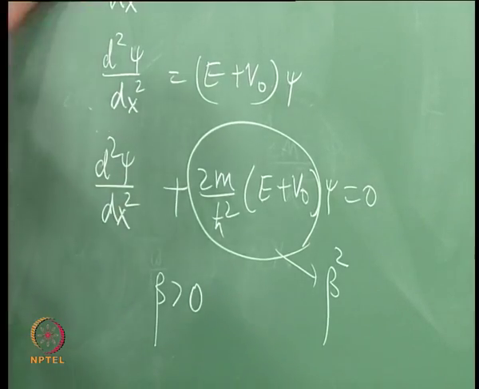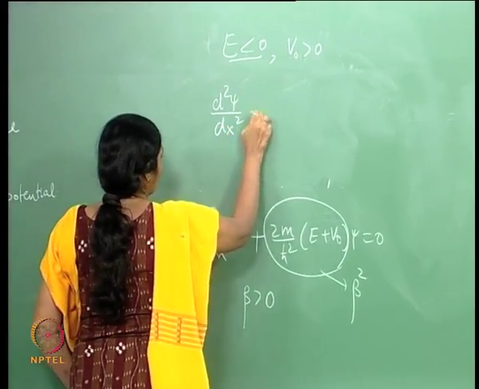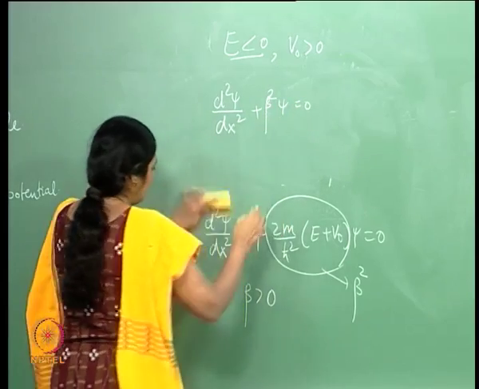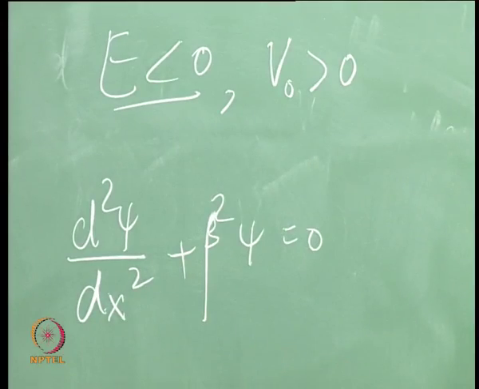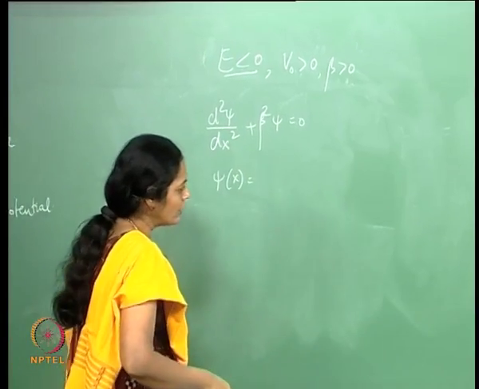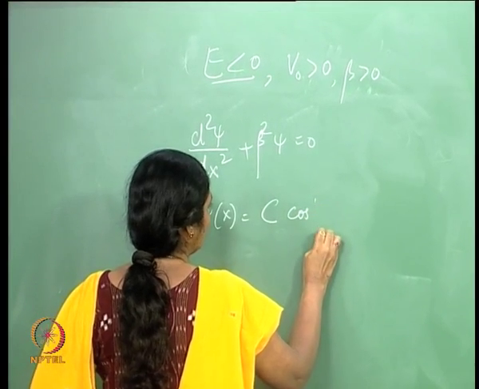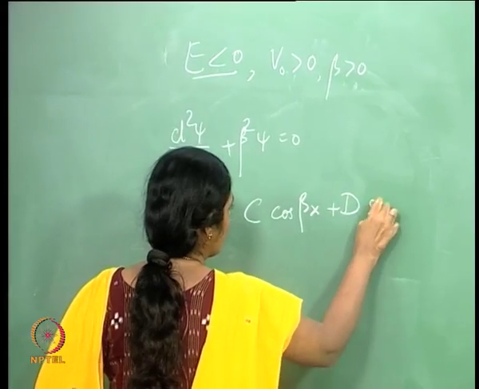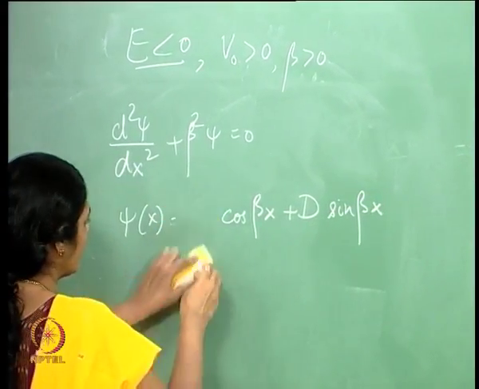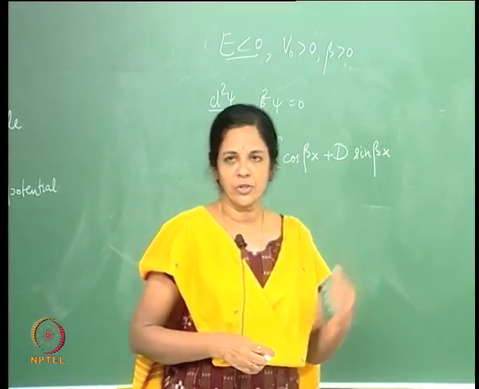So I have this equation. Let me just rewrite that equation here. I have d2 psi by dx squared plus beta squared psi equals 0. Again, the solution to this equation is obvious. Psi of x, since we've already used a and b, let's say c and d, is c cos beta x plus d sine beta x. So this is a solution in general, where c and d are constants. We have to determine a, b, c, and d, which we will suitably.